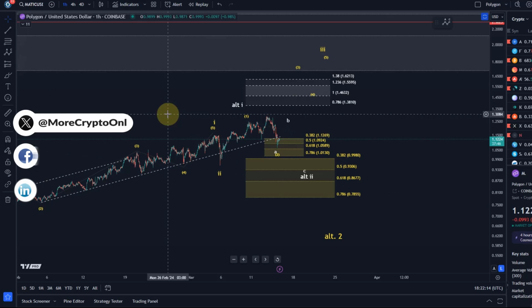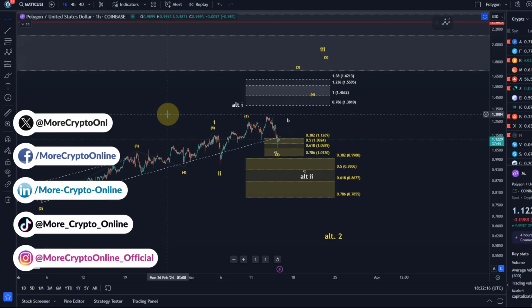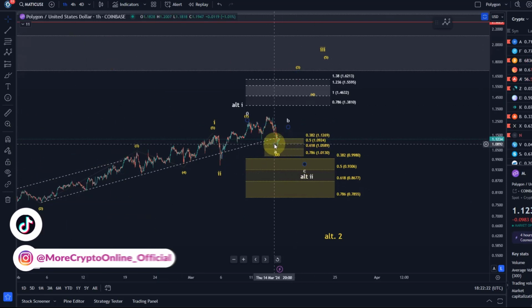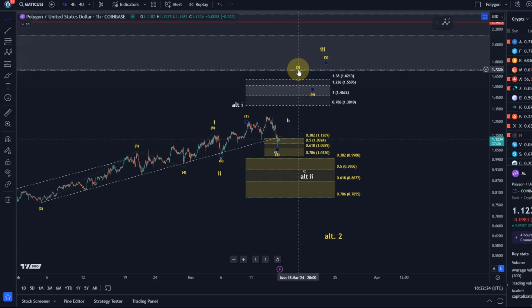On the MATIC chart, the support regions have not changed. The microstructure has changed because we explored the idea if the price was already in the third wave, but because we broke below this low here at around $1.12, which was the invalidation point for that assumption, I just had to reset the wave 2 lower.